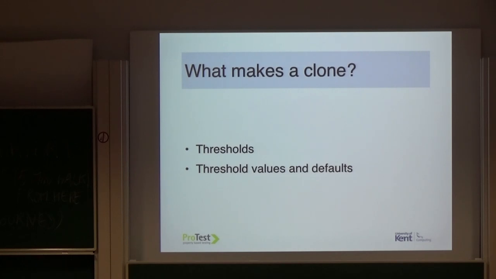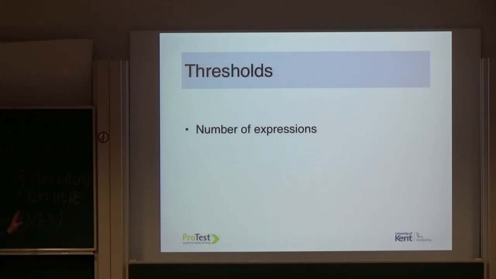We have to decide, is it big enough? Is it important enough? Is enough generalization going on? Is too much generalization going on? We have to decide some thresholds on various parameters. We might say we only want things that are five expressions or more, you know, a reasonable piece of code. We might decide that if we're looking at single expressions, they have to contain a reasonable number of tokens.